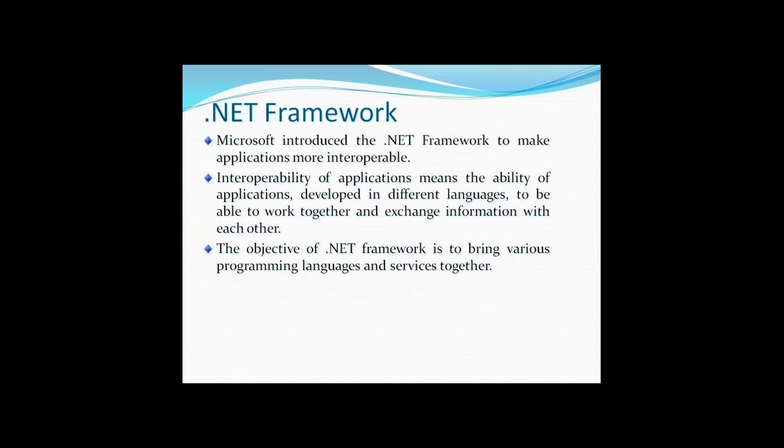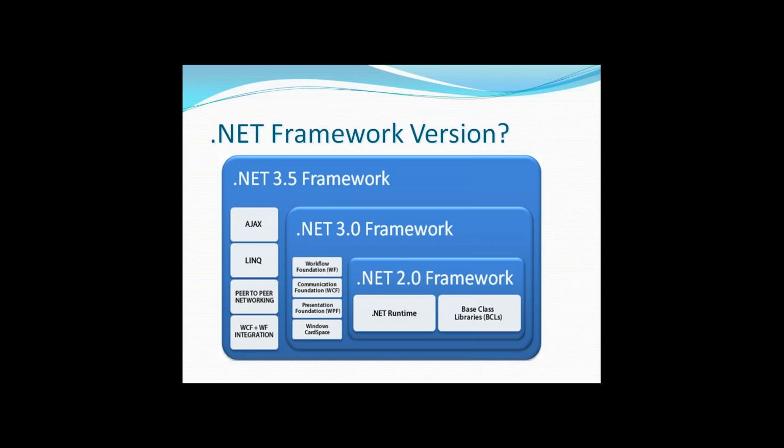So, next point is how this framework is versioned. Today we use framework 4.0, 4.5, fine. So the latest version mostly used in companies is 4.0, fine. So we have to see their hierarchy. First of all, .NET Framework 2.0 developed two concepts, .NET Runtime and base class libraries. Libraries is nothing but a collection of all the assemblies.